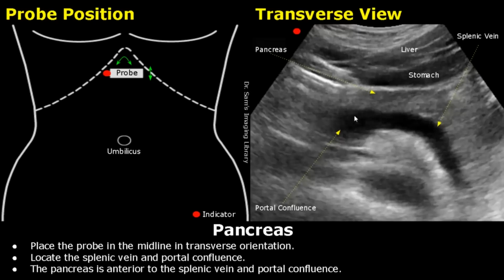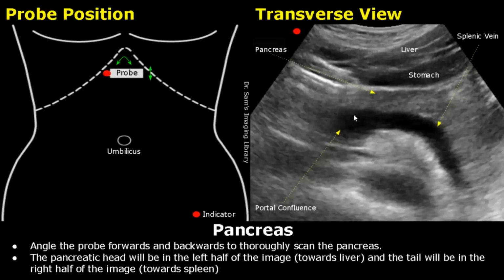Look for the splenic vein and portal vein confluence. Then you will find the pancreas anterior to the splenic vein and the portal vein confluence. Next, angle the probe forwards and backwards to thoroughly scan the pancreas. The head of the pancreas is in the left half of the image. This is the body in the middle, and the tail will be in the right half of the image towards the spleen.